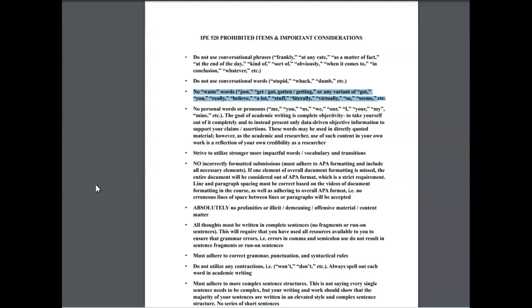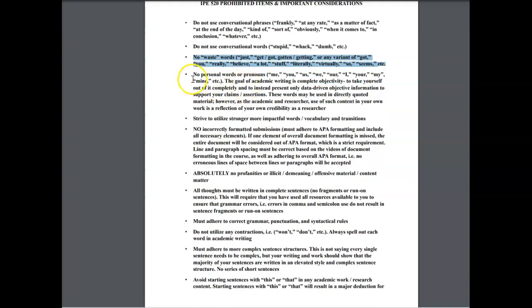The rest of these are, simply put, just spoken word variants. So got, getting, just, really, even, a lot, stuff, literally, virtually. Avoid them at all costs. Follow the formula for improving academic tone, and immediately replace these words with more academic versions. So keep that in mind.